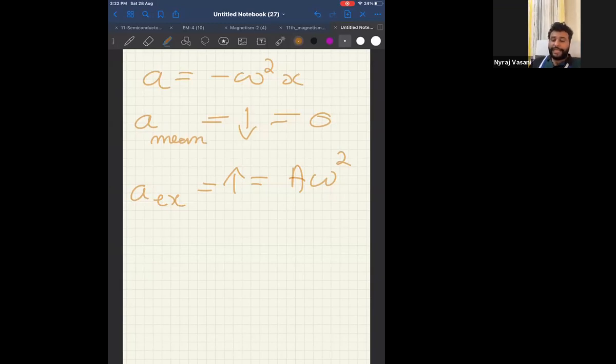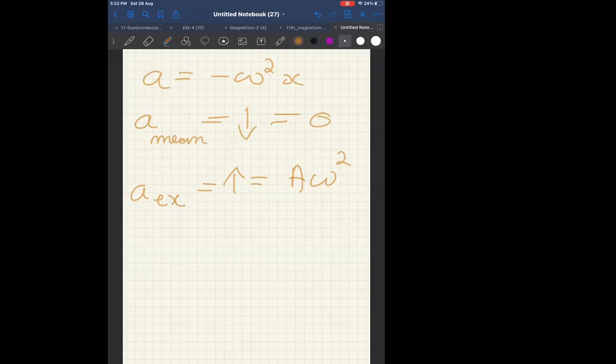Now my question to you is, I'll give you 1 minute to get the answer. What is A max divided by V max? Tell me the answer. A max divided by V max.